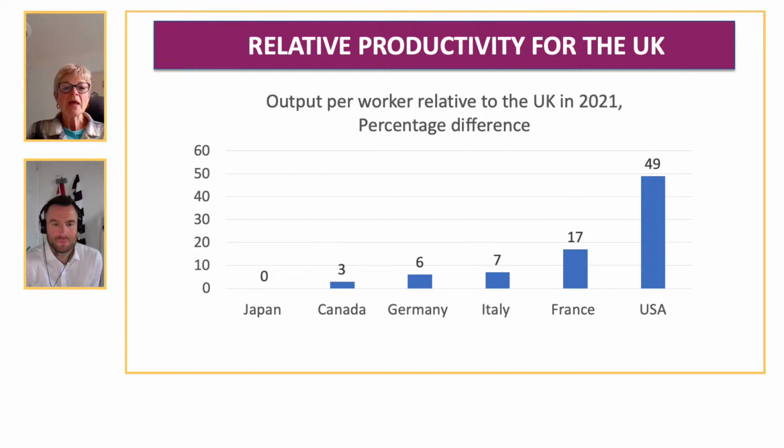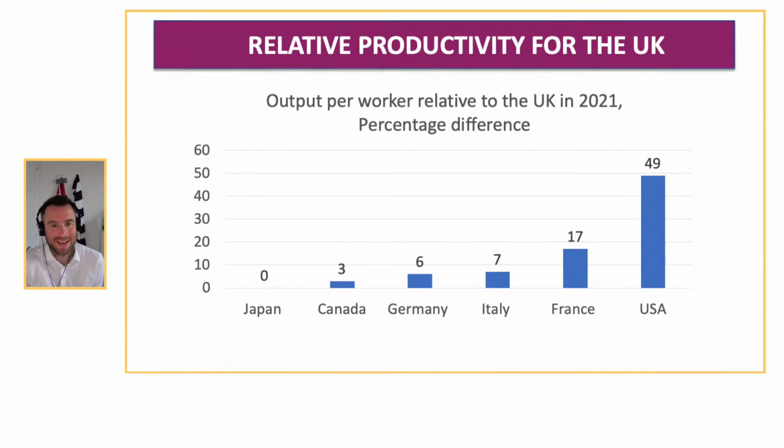Hand back to Peter. Okay, so let's lead nicely into a chart you can see on screen about productivity. Here you can see relative productivity for the UK. Of course, productivity is output per worker in a given time period. So you can just see some real world data here. The USA, 49% more productive than workers in the UK, and France, 17% more productive.